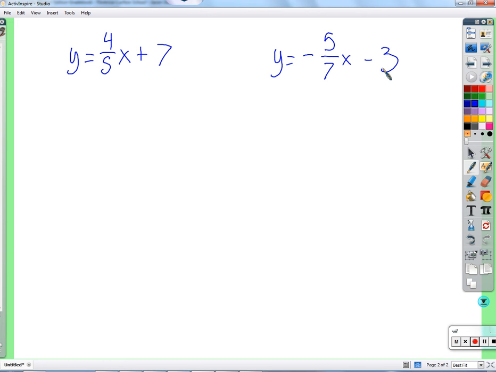So there's a couple of functions. Is that 4 over s or 4 over 5? Sorry, that is a 5. It's one of my things. It's one of my character traits. My 5s look like s's.